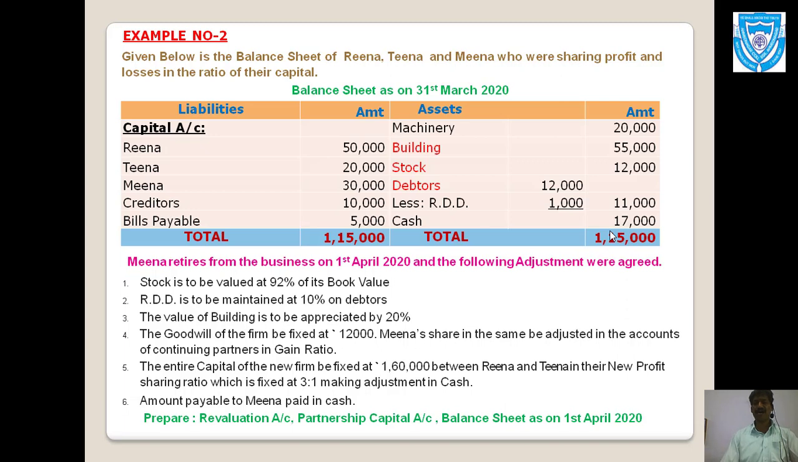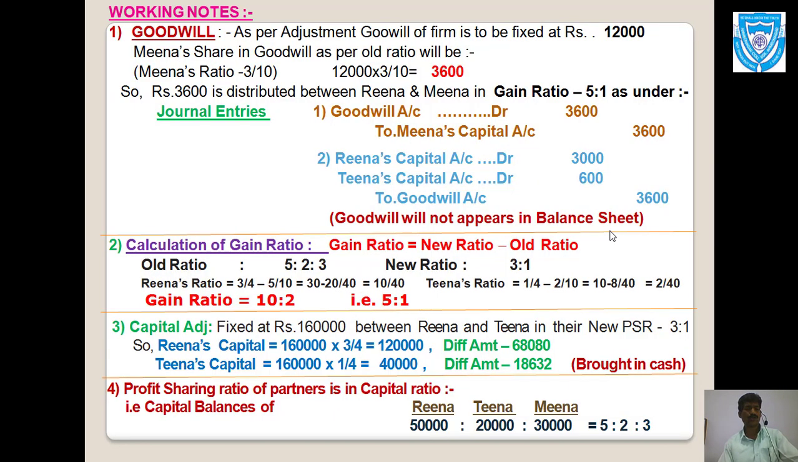Next adjustment: the entire capital of the new firm is to be fixed at rupees 1,60,000 between Rina and Tina in their new profit sharing ratio, which is fixed at 3:1, making adjustment in cash. So first we have to fix the capital at 1,60,000. We can see again working note for capital adjustment.